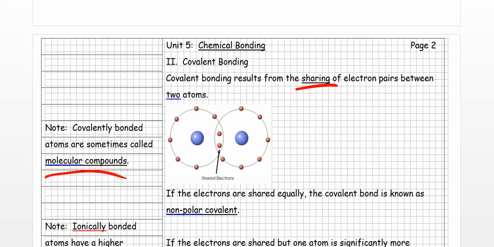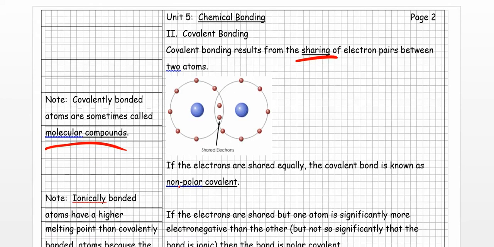Now, if the electrons are shared equally, the covalent bond is known as a non-polar covalent bond. So on the left side of this diagram, I have a certain number of electrons, and let me count them up for you. 1, 2, 3, 4, 5, 6, 7. 7 electrons in the outer shell of the atom on the left.